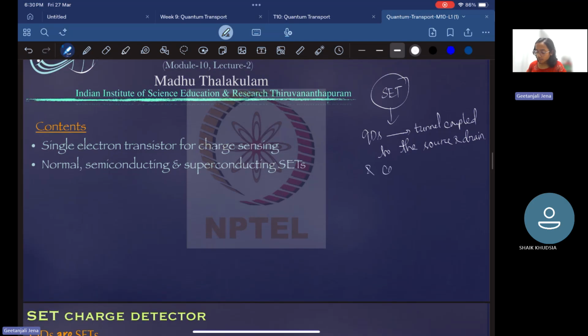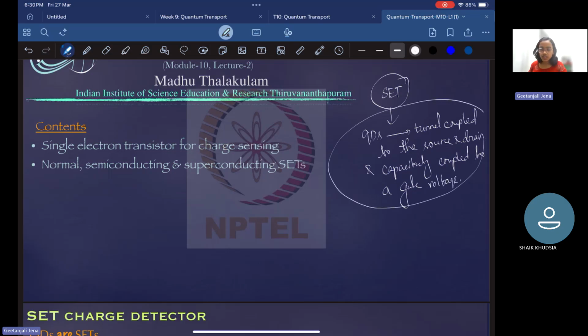And also it is capacitively coupled to a gate voltage. So this is the definition of a single electron transistor. That means we are using another Coulomb blockade device, where we can see the Coulomb blockade oscillation, to sense the charging and discharging event of a nearby quantum dot.